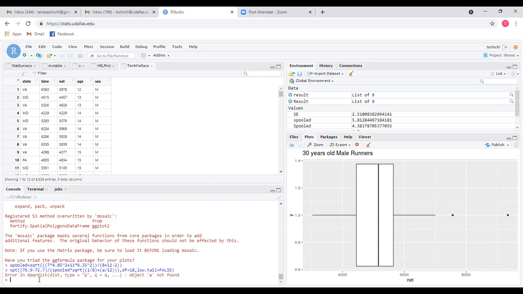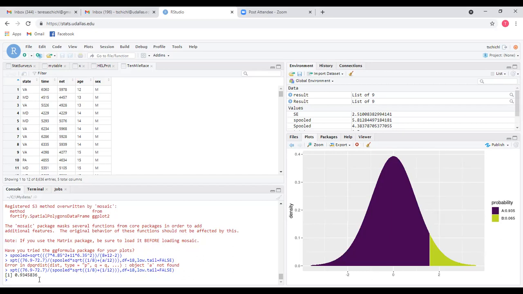I hope I typed it right. Let's see here. Okay, I must have done something wrong. See here, xpt. Which one did I do wrong? It says the object is not found. Okay, so let's see here. So it's xpt, 76.9 minus 72.7, then spooled times the sqrt of 1/8 plus 1/12. Okay.